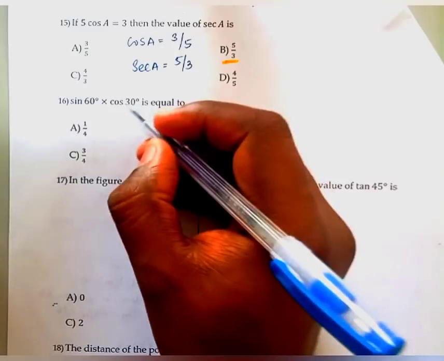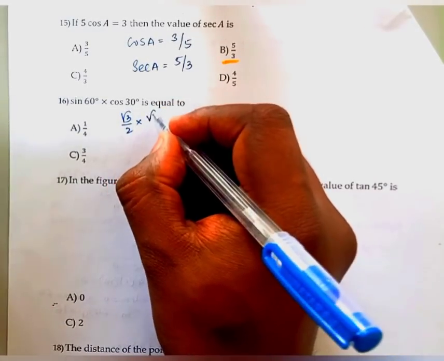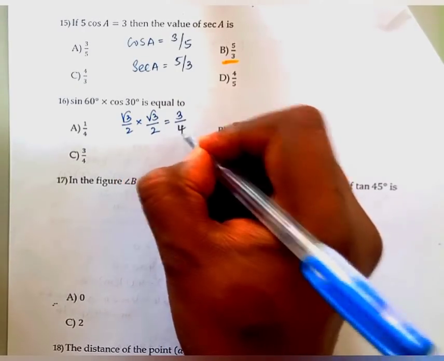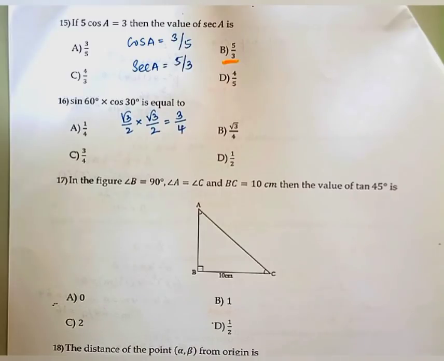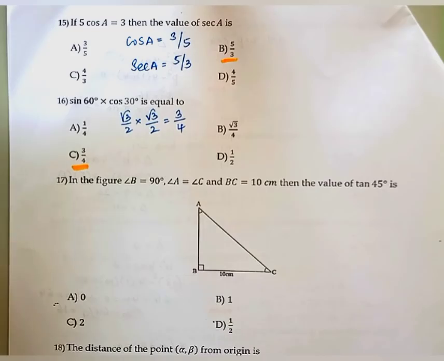16th question. Sin 60 degree into cos 60 degree is equal to. What is sin 60 value? It is root 3 by 2. Cos 60 is 1 by 2. Multiply root 3 into 1 is root 3, divided by 2 twos are 4. Therefore, the correct answer is 3 divided by 4. The correct answer is option C, 3 divided by 4.